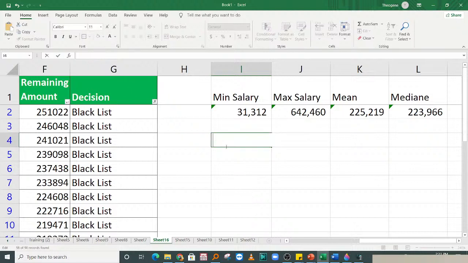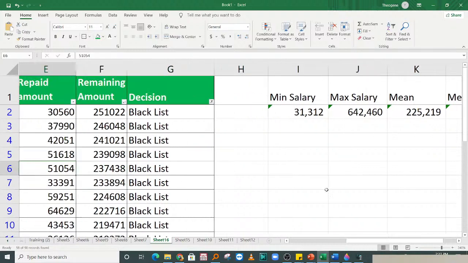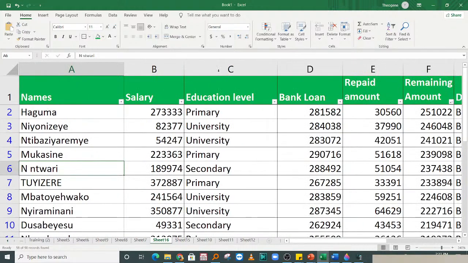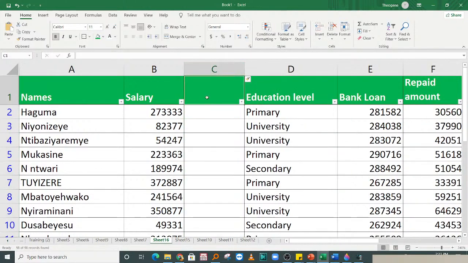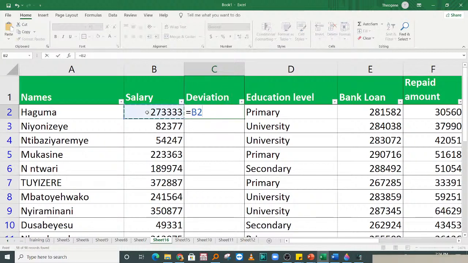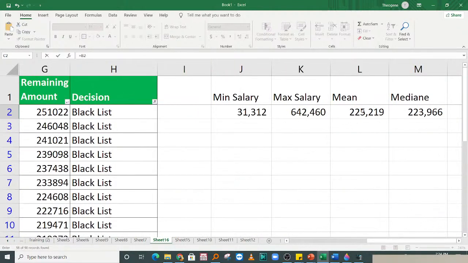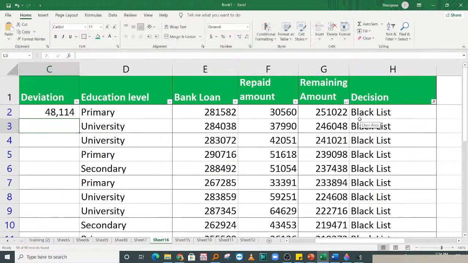So we have this salary, and we know we can calculate the variation of the salary from the mean, the deviation. We have the mean. Let's calculate the deviation of salary from the mean. So we can have this minus the mean. Some of the staff are paid an amount which is high, greater than the mean.